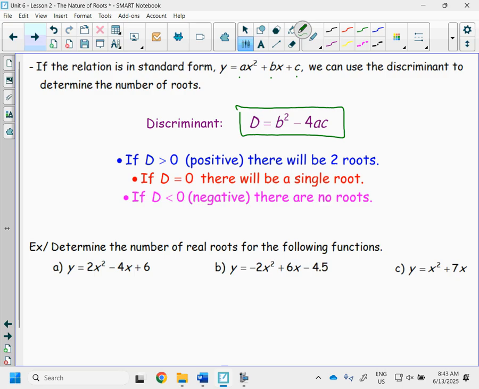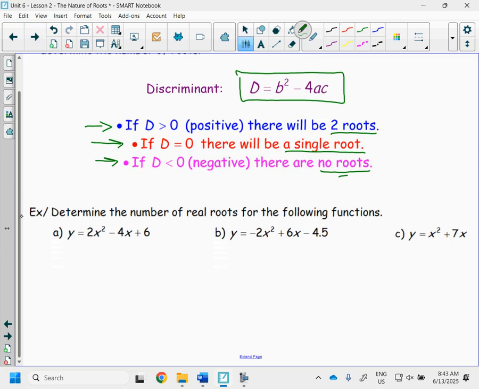And then you take your number and you examine what kind of value you got. If you get a positive discriminant, that means there's 2 roots, 2 zeros, 2 solutions. If you get exactly 0, there's only one single solution. Your vertex is your 0. And if you end up with a negative number, that means there are no solutions, there's no roots. So we're going to try a few of these to get the hang of this. Okay, so this is an equation. We're looking for a number of real roots.